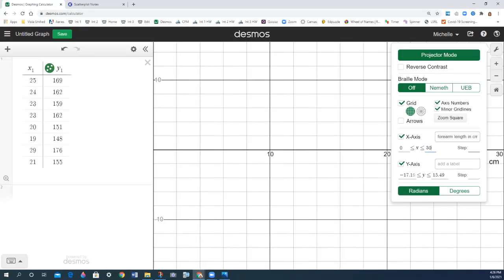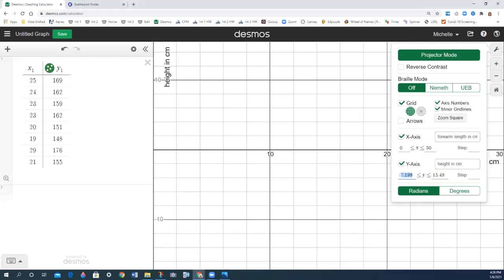And then I am going to come to the Y, and I'm going to do the same thing for the Y axis. I'm going to come here, and I am going to type in the title of this, which is height in centimeters, and then I'm going to change these values. So this is going to be height in centimeters.